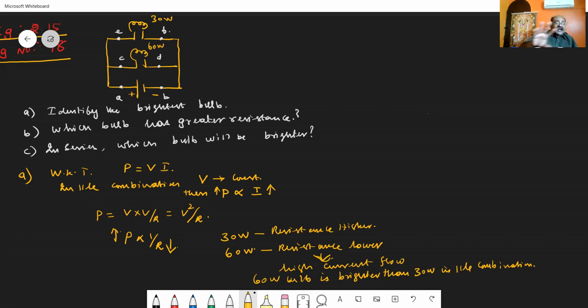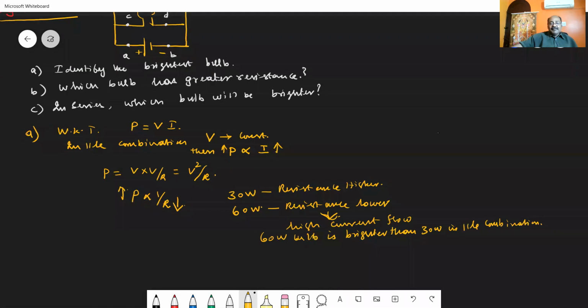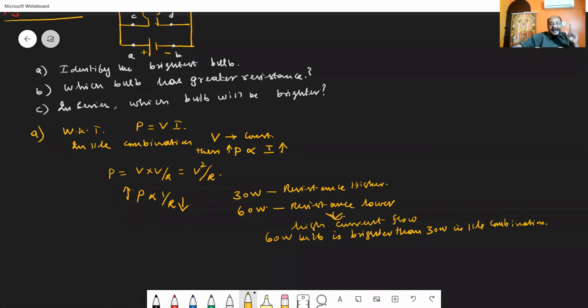Let us consider the initial one, that is A. Identify the brightest bulb in parallel combination. See, we know that power P is equal to V into I in general. But in parallel combination, the voltage is considered to be constant. So if the voltage is constant, then power is directly proportional to current. If the current is higher, then power is also higher. If power is higher, the bulb will be brighter.